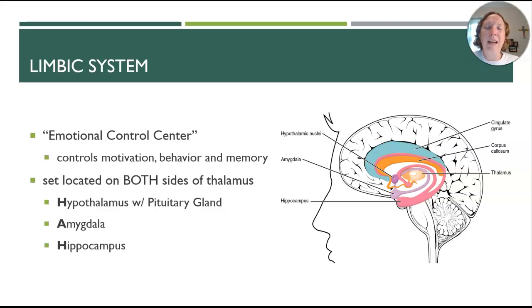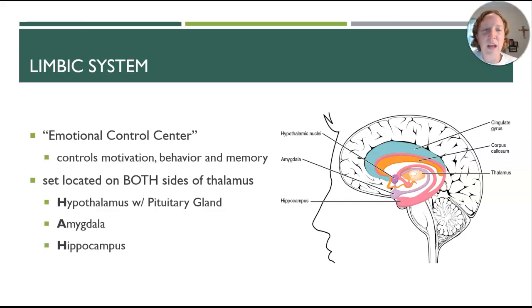The amygdala is our emotion powerhouse. This is the part of your brain that controls intense emotions, specifically that of anger and fear. It's one of my favorite brain parts. I'm going to talk about it all the time.